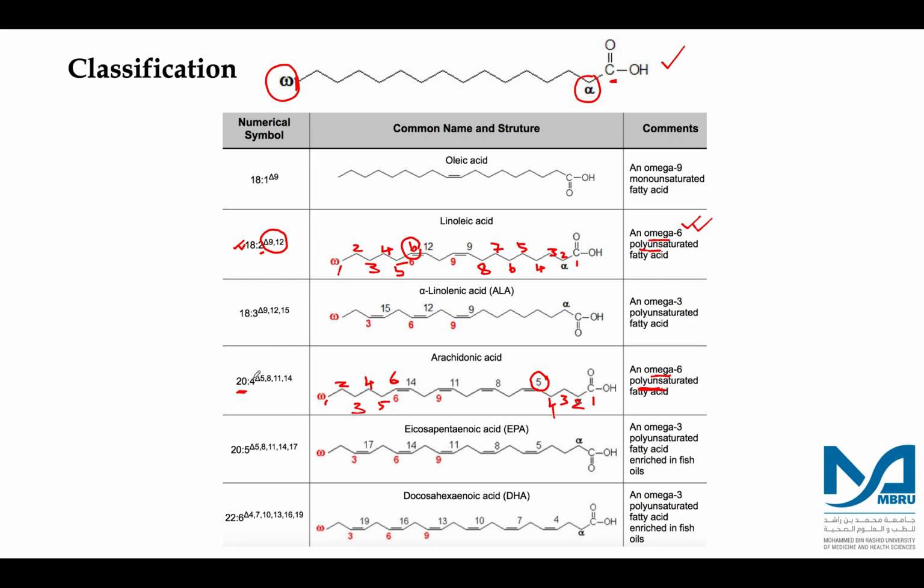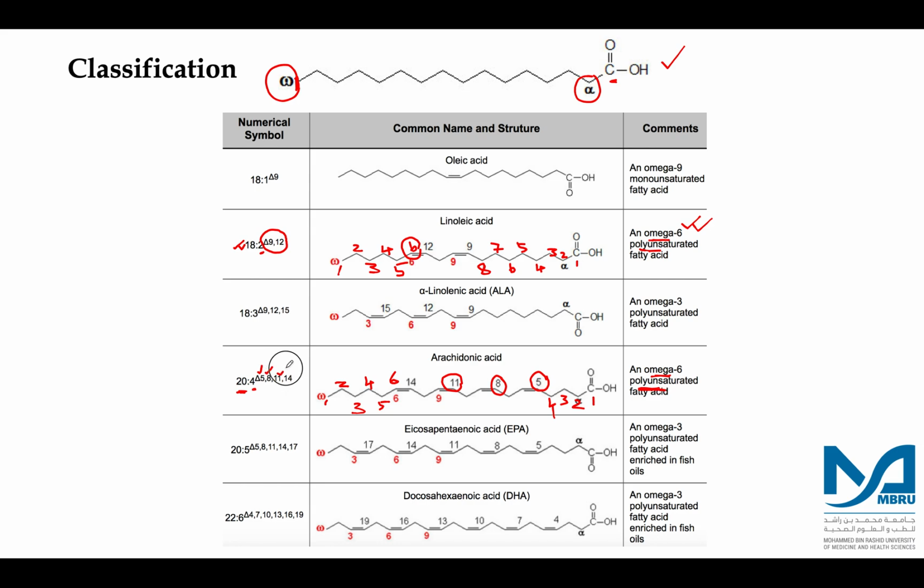So 20 is to 4 because there are 4 unsaturations. Then 5 is the first position where the unsaturation is present. Then 6, 7, and 8 is the second position where there is an unsaturation present. So I write 5, 8. Then I keep on counting 9, 10, 11. So I again encounter an unsaturation at the 11th position.